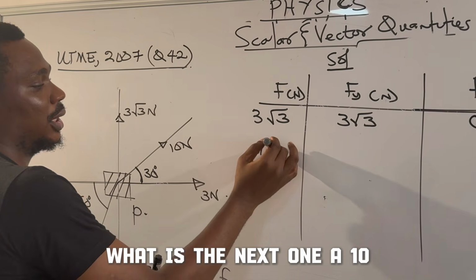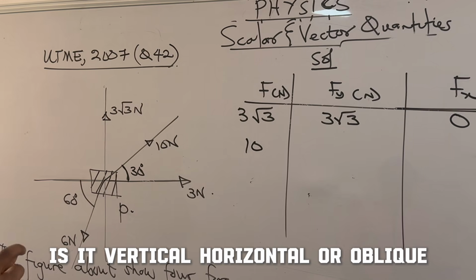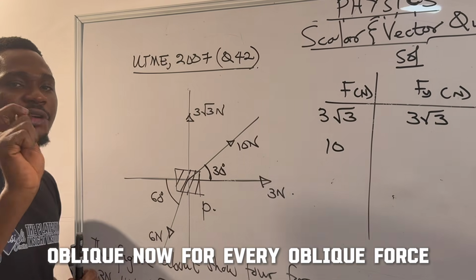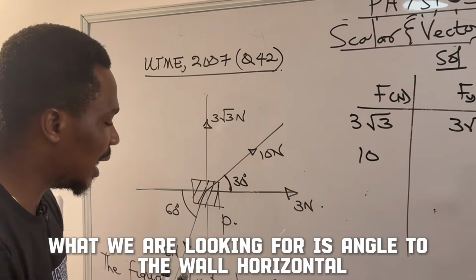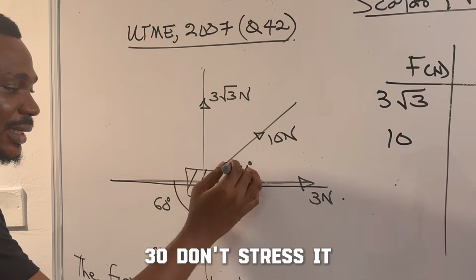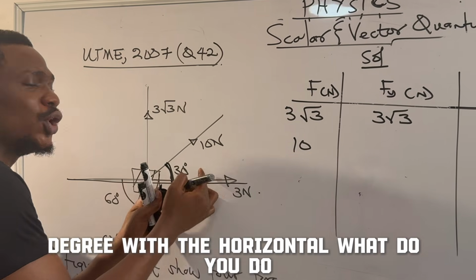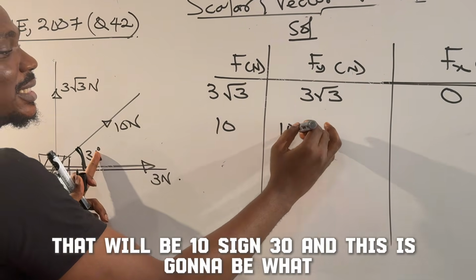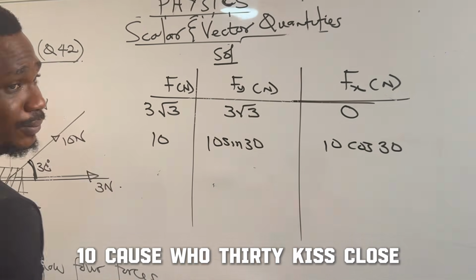And after that, I move to the next one here. What is the next one? 10. This 10, what kind of force is 10? Is it vertical, horizontal, or oblique? Without wasting time, this guy is oblique. Now, for every oblique force, remember we said what we are looking for is the angle to the horizontal. This is the horizontal we are talking about. What angle does this 10 make with the horizontal? 30. Don't stress it because it's an oblique force and it makes 30 degrees with the horizontal. Vertical is sine. That will be 10 sine 30. And this is going to be what? 10 cos 30. Case closed.